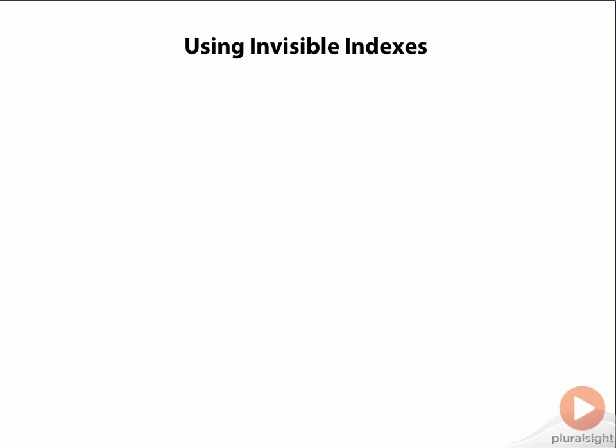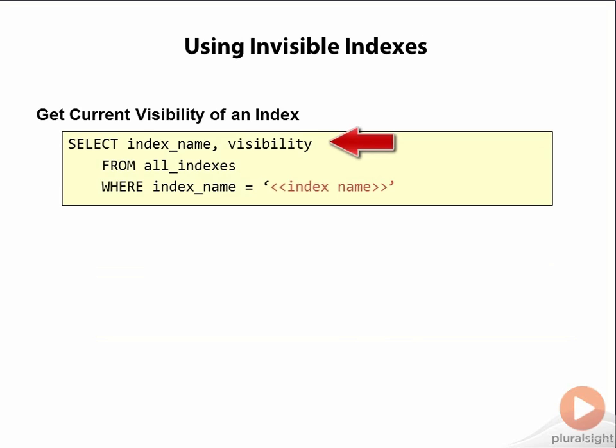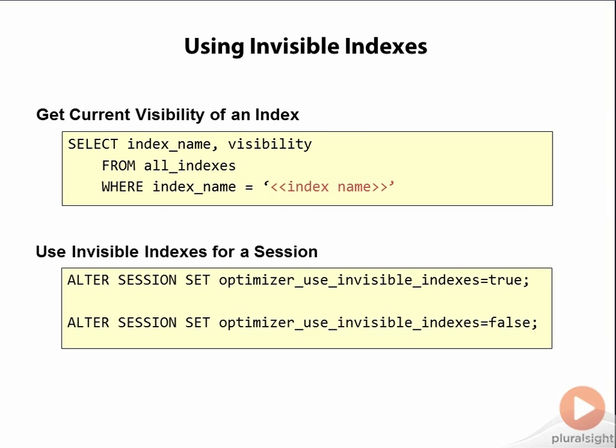As you are working with invisible indexes, you may need to check and see what indexes are visible and which are not. To do so, there's a column named Visibility in the All Indexes view of the Oracle Data Dictionary, so you can look at this column to determine the current status of the index. Finally, if we are logged into Oracle and we want to make it to where our current session can use invisible indexes, then we need to run an alter session command and set the parameter Optimizer use invisible indexes to true. If we no longer want our session to use invisible indexes, we set this parameter to false. So let's move into a demo and take a look at invisible indexes in action.